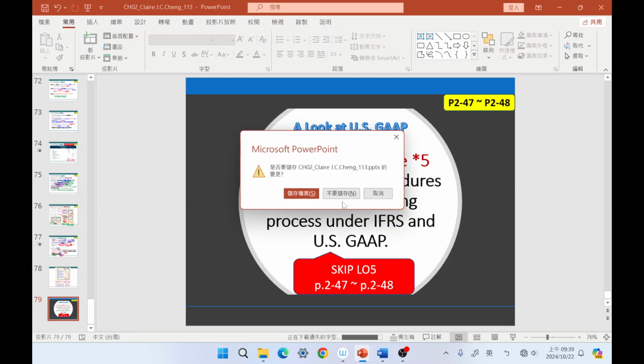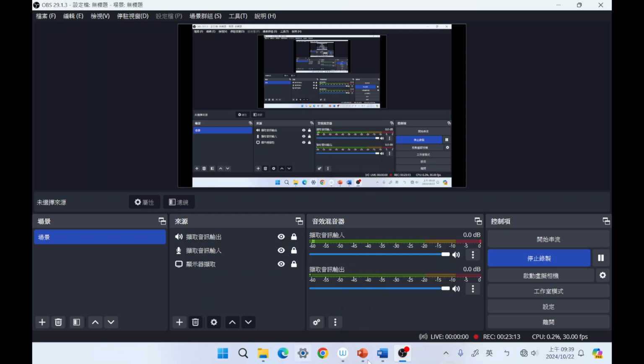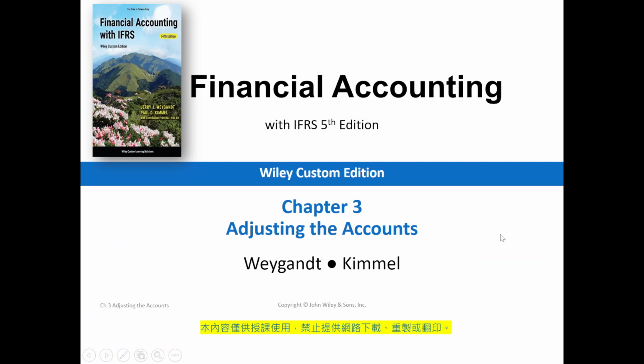Okay, so please go to chapter 3. It's on your portal already. If you need the file, you can download it from the portal. Slides for chapter 3.